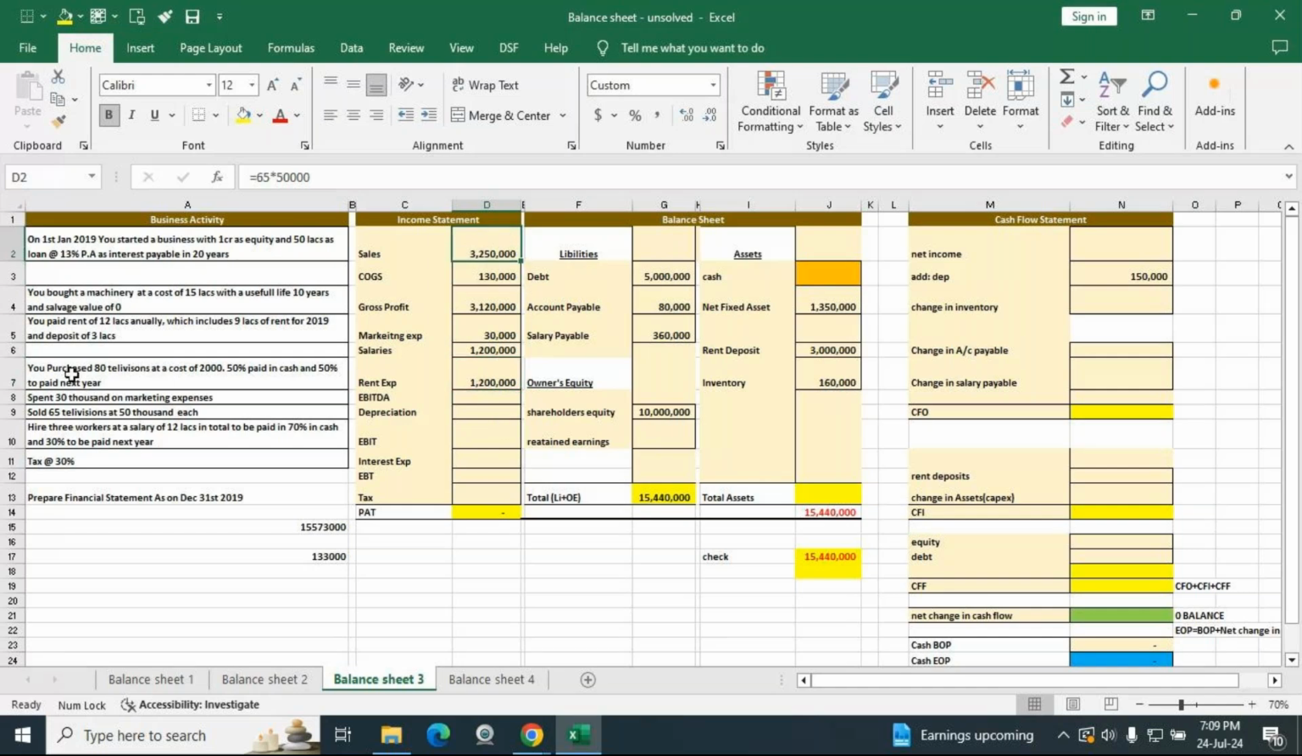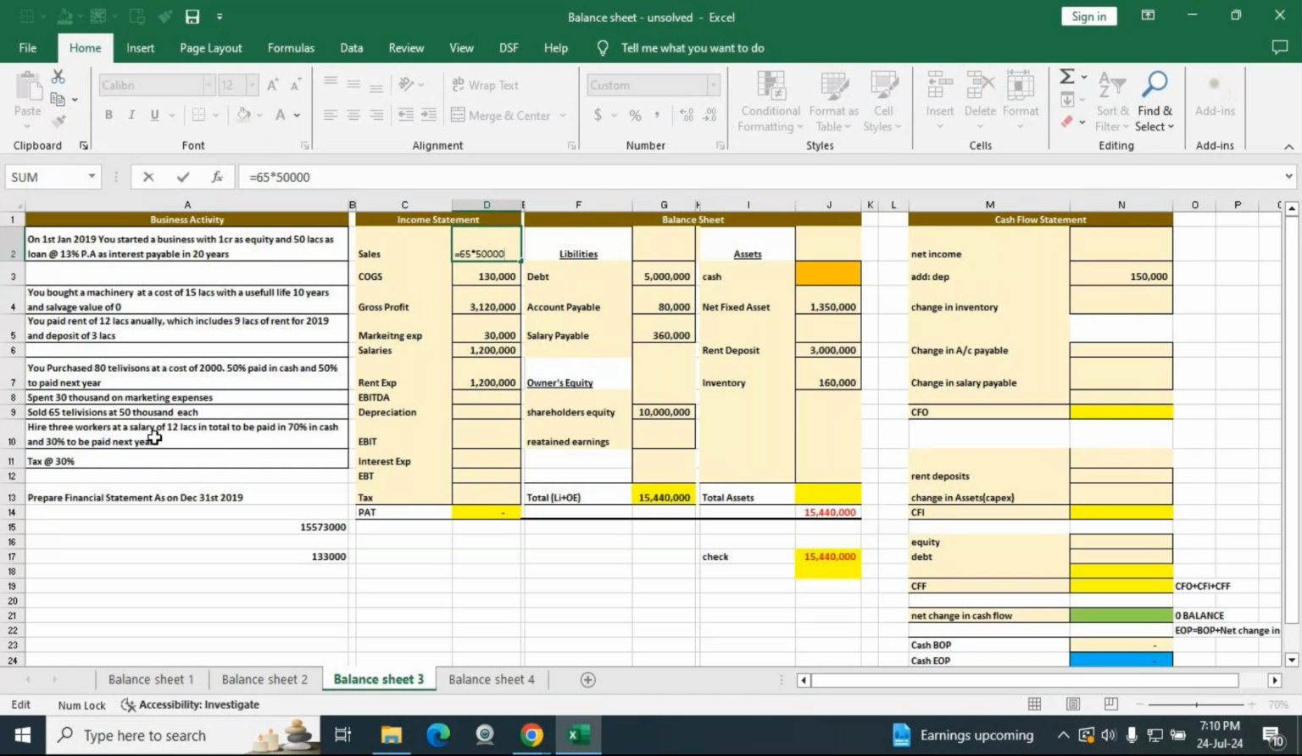Sales, see, I have purchased 80 televisions at the rate of 2,000 rupees, meaning per television costs 2,000 rupees. Out of that 80 televisions, I am making the sales of 65 televisions. So sales means 65 televisions I have sold.